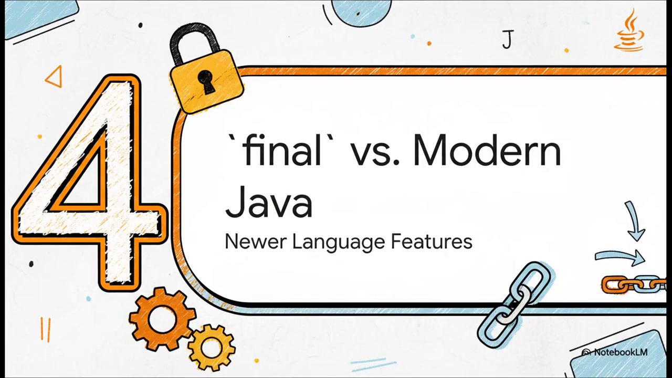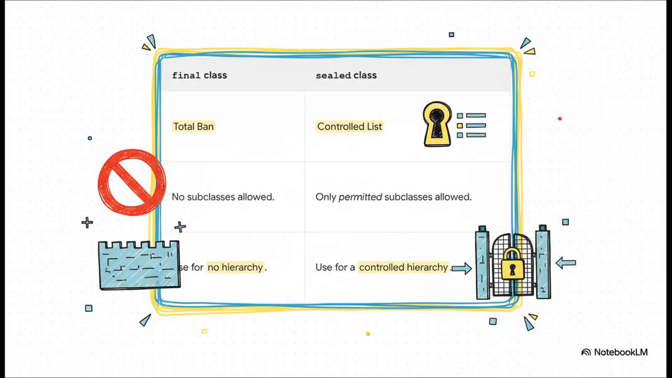All right, but Java is always evolving, right? It doesn't just stand still. And while final is still just as important today, newer versions of the language have given us some more nuanced tools to control inheritance. And that brings us to sealed classes, which showed up in Java 17. Here's the best way to think about the difference. A final class is a total lockdown. The door is barred, no one gets in, no subclasses allowed.